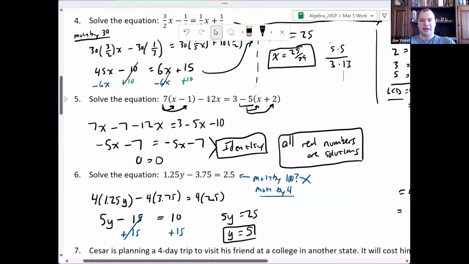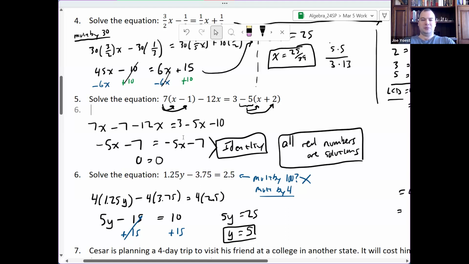For problem 5, we have a distributive property on the left and one on the right where we have to be very careful to distribute that negative properly. That negative 5 has to distribute to both the x and the 2. So we get 7x minus 7 minus 12x equals 3 minus 5x minus 10, making sure that negative comes along. On the left side, 7x minus 12x is negative 5x, minus 7. On the right, 3 minus 10 is minus 7.